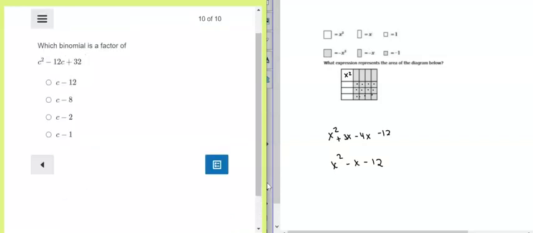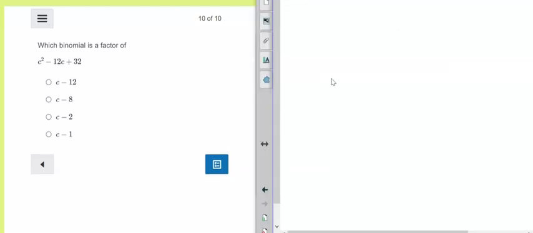And last one, which binomial is a factor? Well, this is a simple factoring problem. I could definitely do this in Desmos, which I will, but just so you know exactly what we're asked to do here, I'll go ahead and factor this out. This is a simple factor because I do not have a number in front here. If there's a number here, then I'd have to do other things like grouping or the other type of factoring.